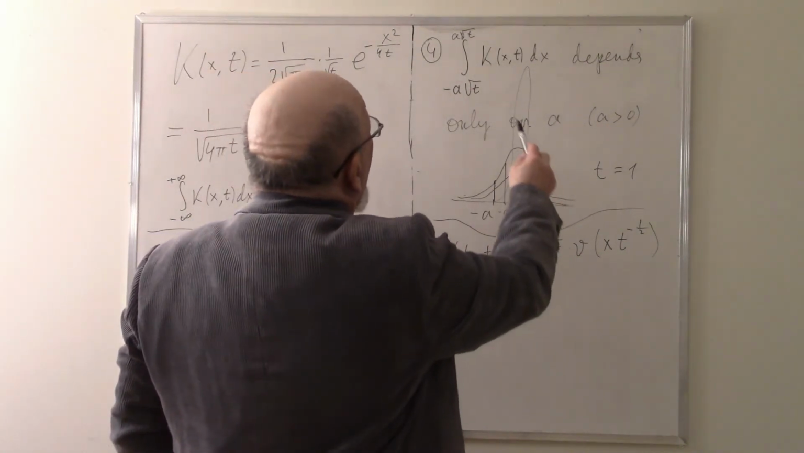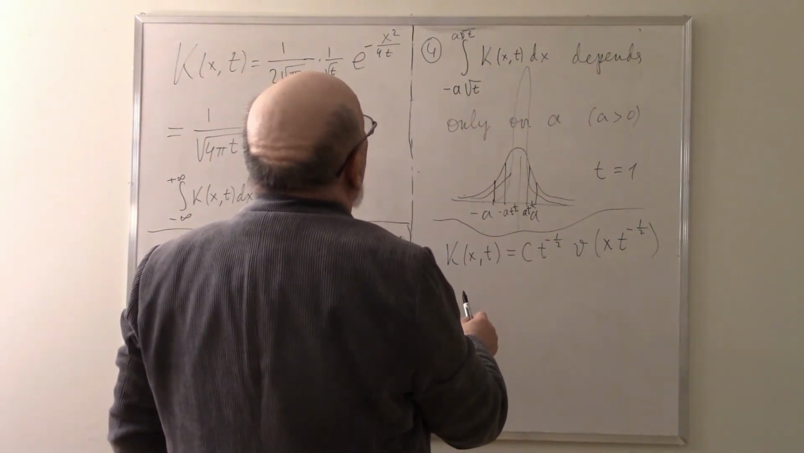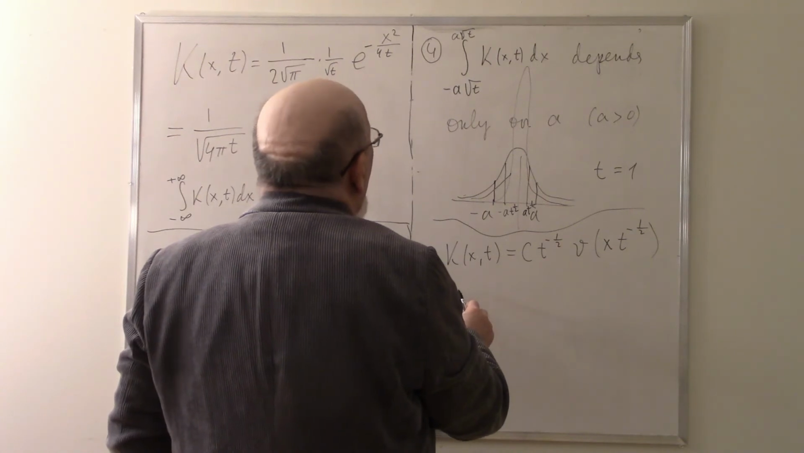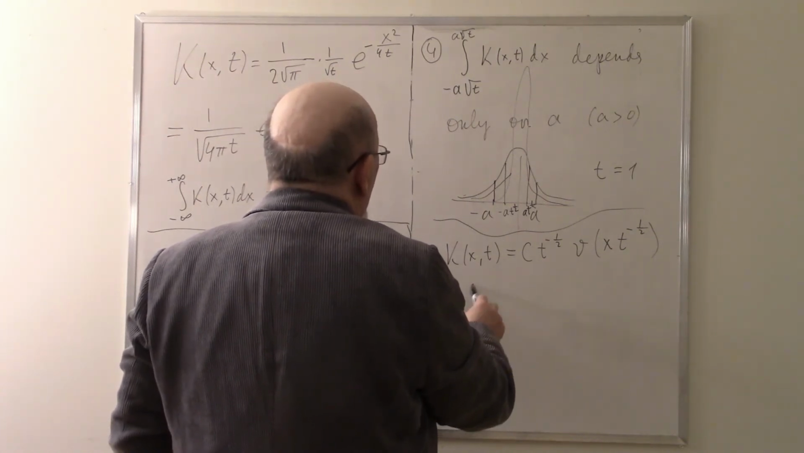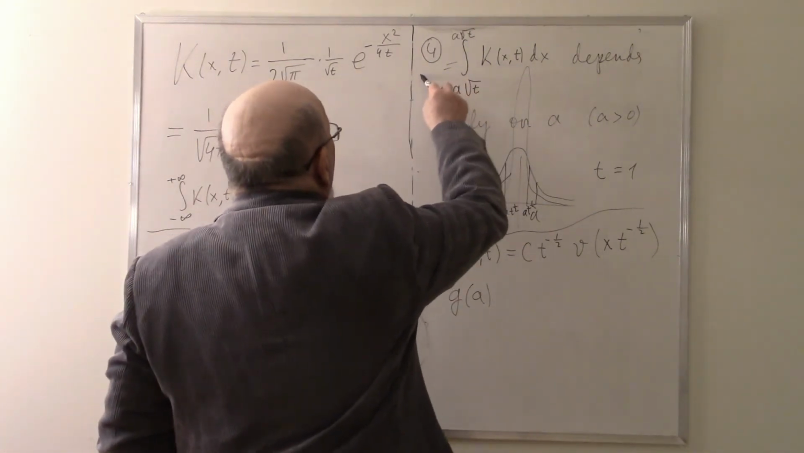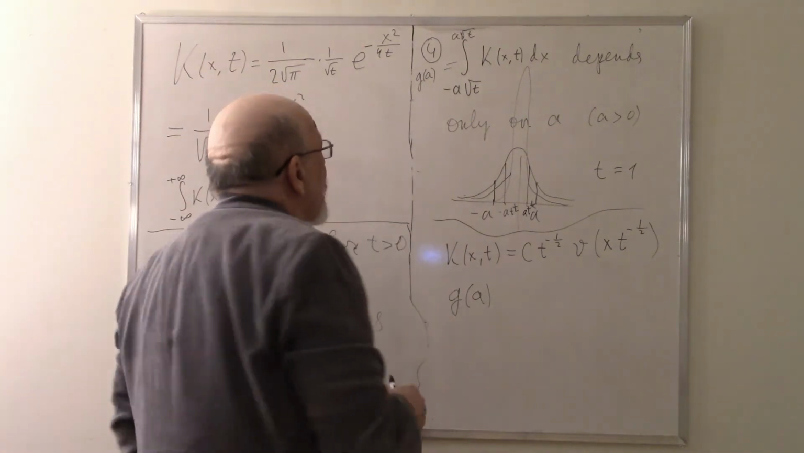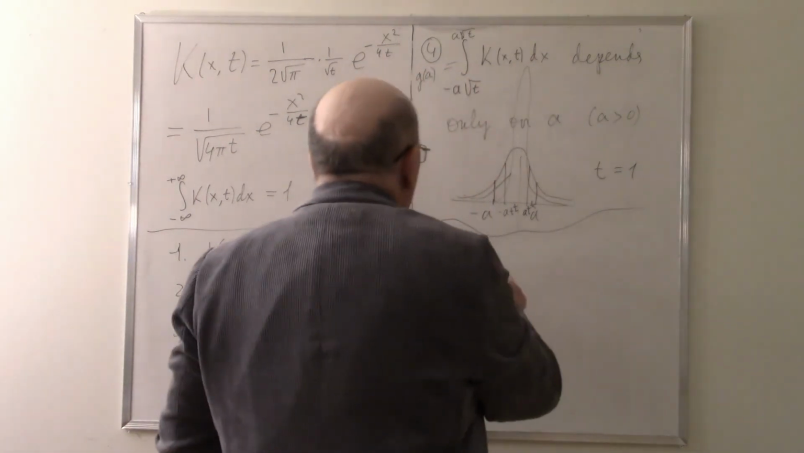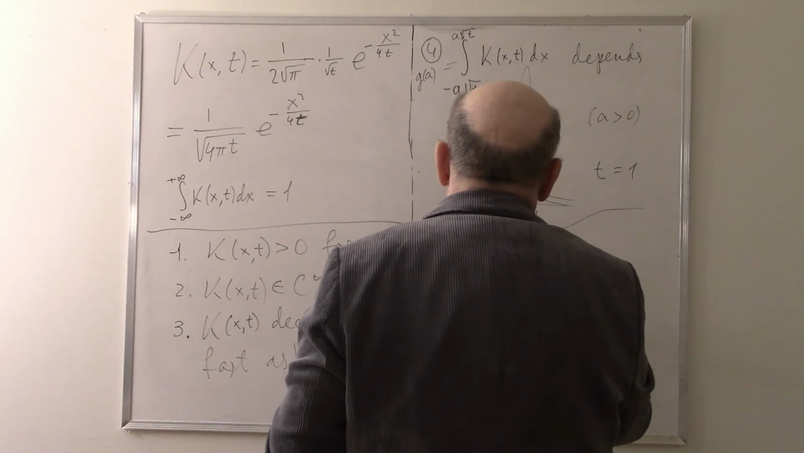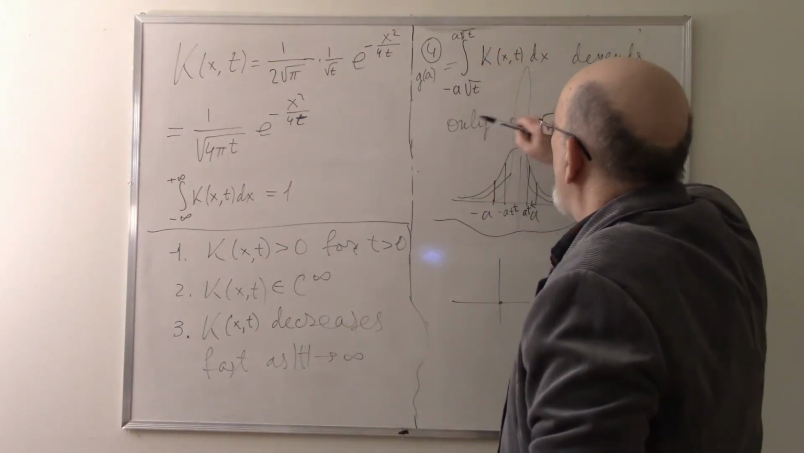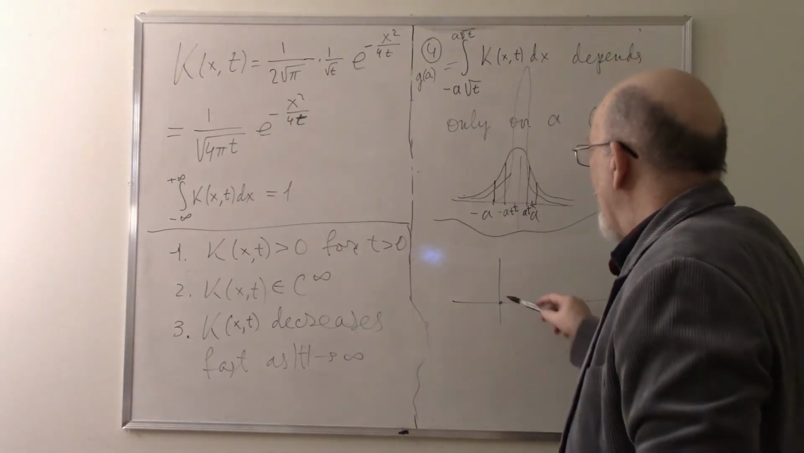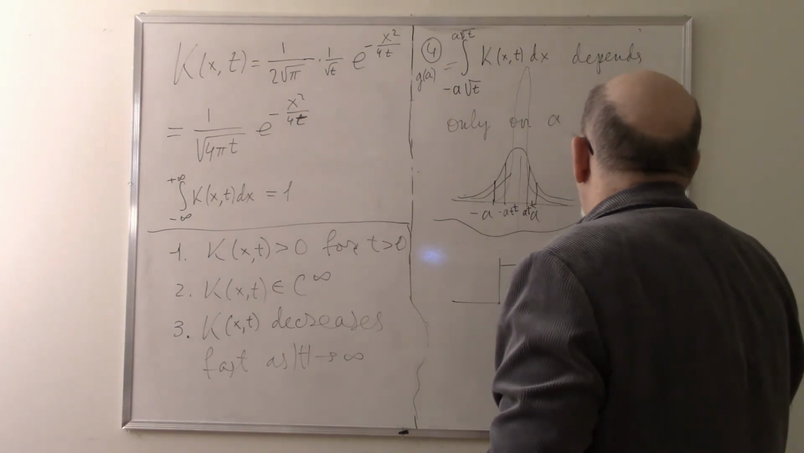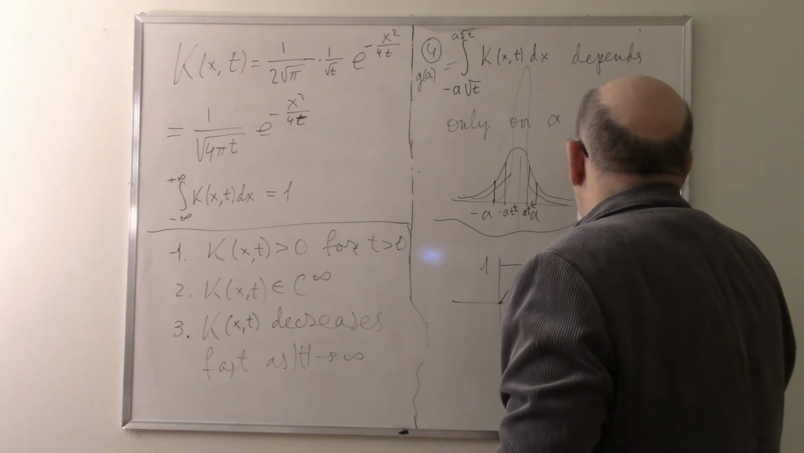So this function, let us call it, depends only on a. So let us define this function, say g of a. Yes? So what can be said about this function? That for a equals 0, it is 0, for the integral from 0 to 0. When a grows, it grows. And for a going to infinity, it tends to 1.